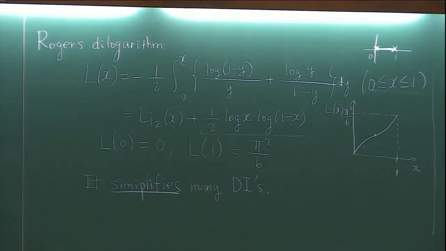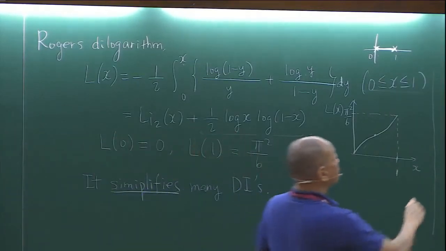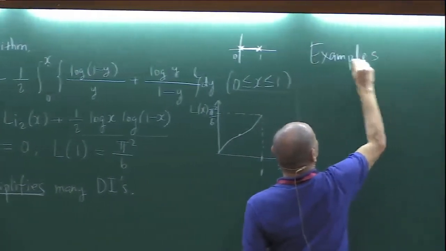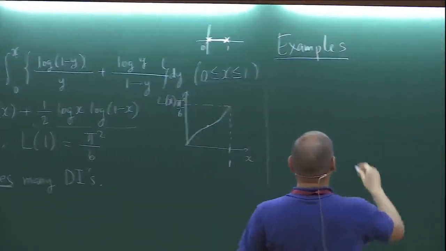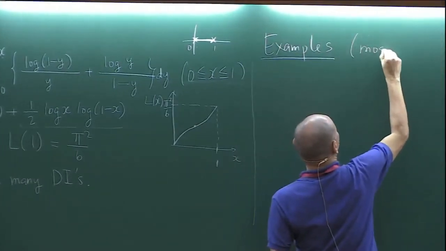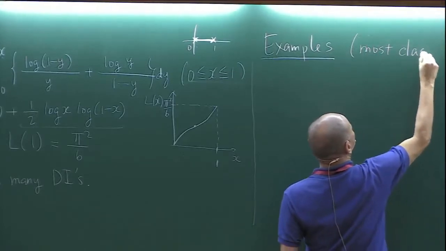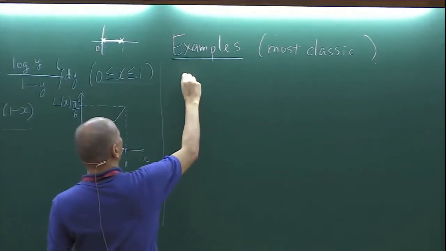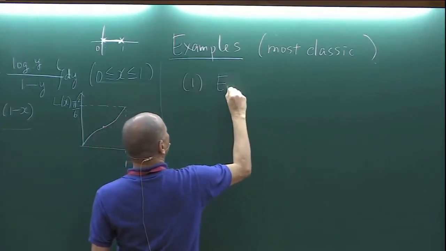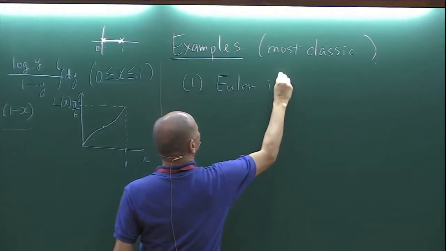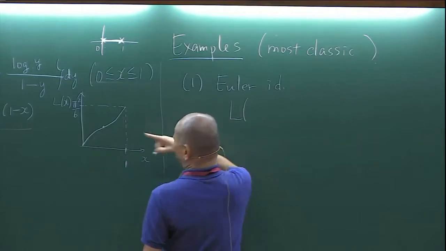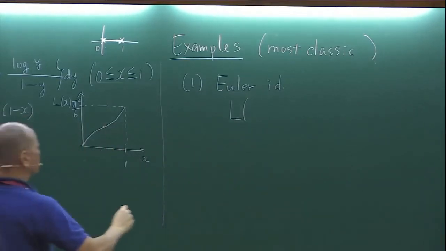And now it's time to give an example to somehow explain the feeling of these things. The two I'm going to explain are the most classic ones. The first one is due to Euler. It is called the Euler identity. It's a very simple identity using this Rogers Dilogarithm function.